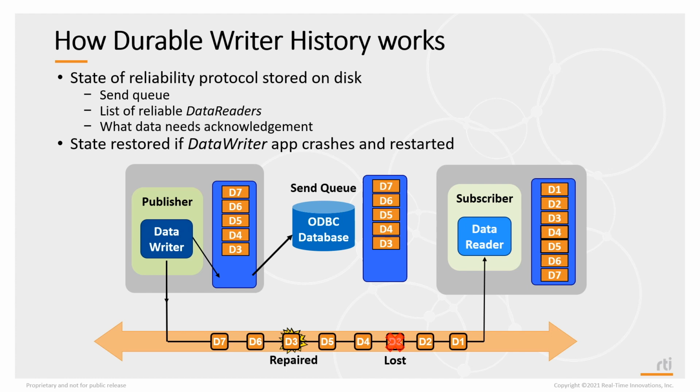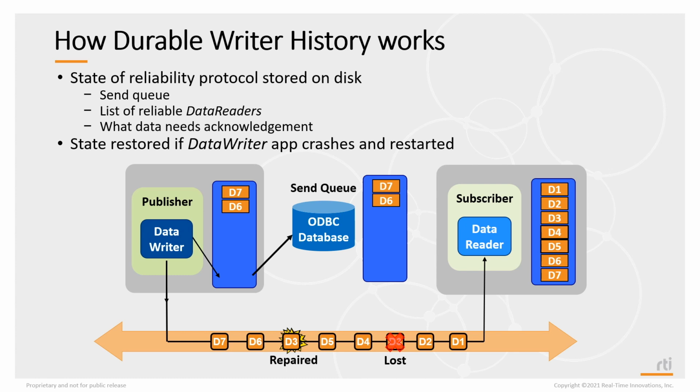Okay, and D6 and D7 are received. Eventually we get an ACK that D3, D4, D5 have been received by the data reader, so we can, again, remove the data from the database. So the only data that's going to be stored in the database are the data that have not yet been acknowledged.